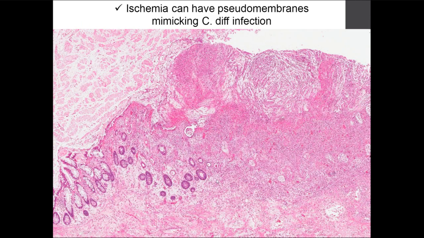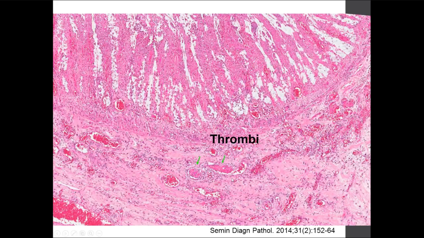The differential also includes, in these cases, C. diff, because ischemia can present with pseudomembranes. There are almost mushroom-like fibropurulent membranes associated with necrosis. I included this reference. This is a paper that I published several years ago on ischemic colitis. It's a nice review if you want to learn more about this differential.